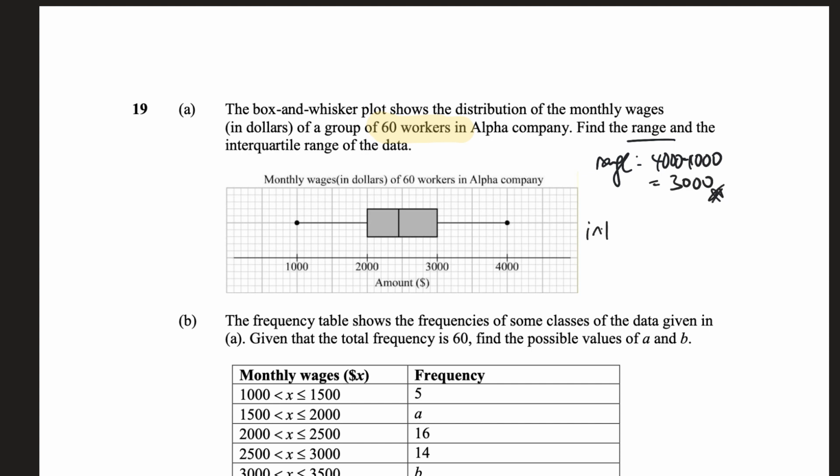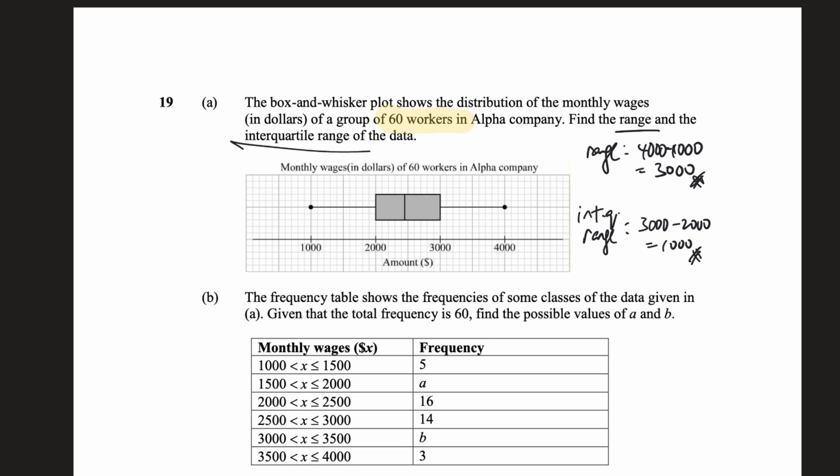Interquartile range, I'm just going to put it in short form like this. It's simply the upper quartile subtract away the lower quartile, so it's 3000 minus 2000, which is 1000. And we're done. That's it. Alright, part B.